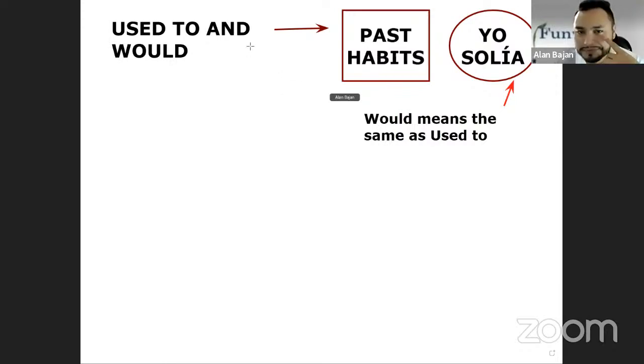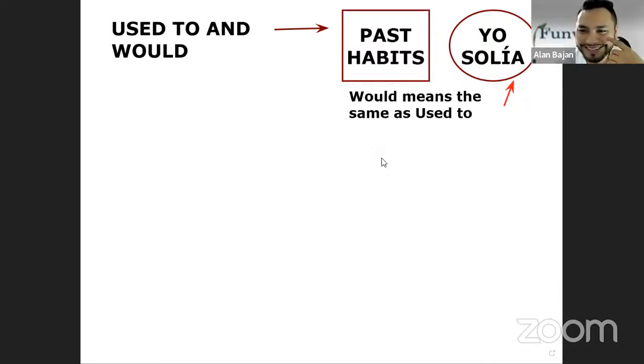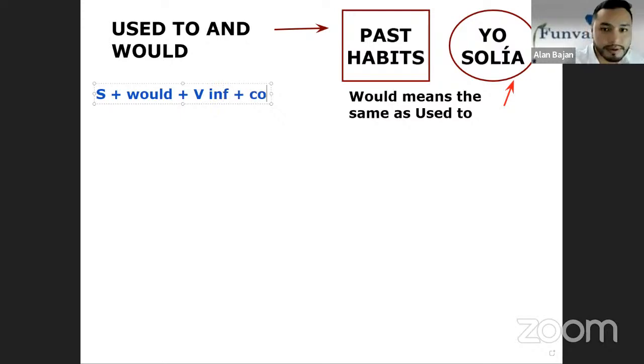Ojo. This is not would you like a glass of water? ¿Le gustaría un vaso de agua? No, no. This is not would you like. This is only would plus infinitive. Let's see the structure. First, we have subject plus would plus verb in infinitive plus complement.